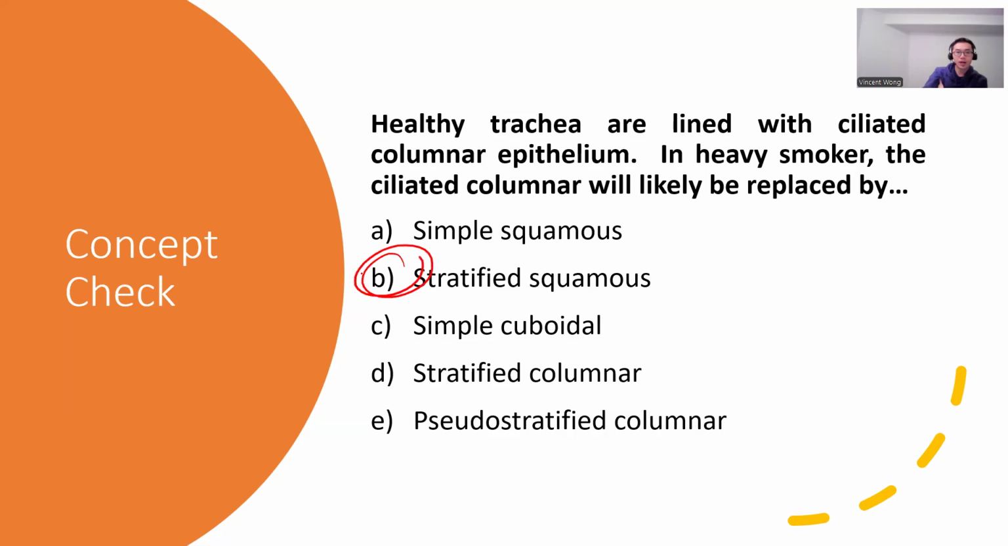Okay, correct answer is stratified squamous. These are the ones that offer you the most protection against all the stuff in the smoke that the person inhaled. Remember, stratified columnar doesn't exist. And pseudostratified columnar, that's basically the ciliated columnar. It's the same stuff, so we wouldn't be replacing it with the same thing. And the correct answer is B.